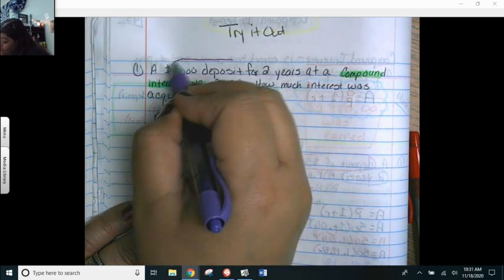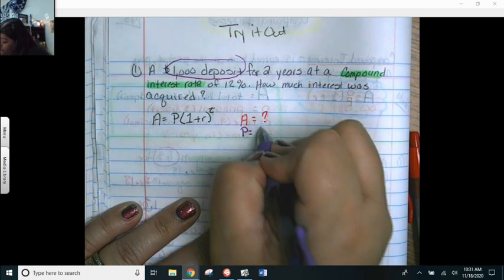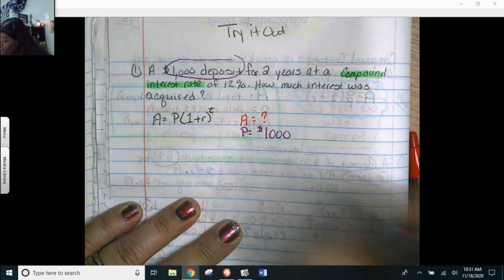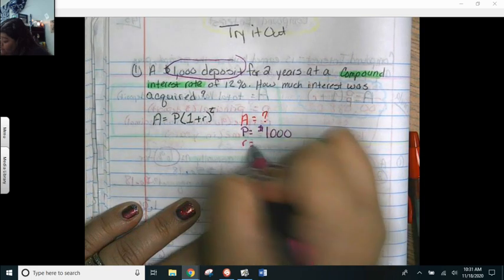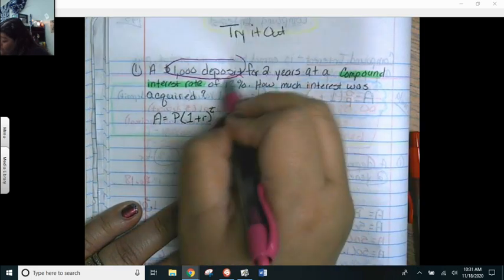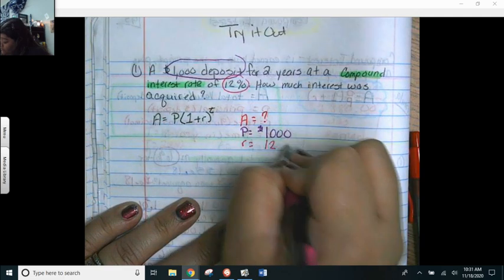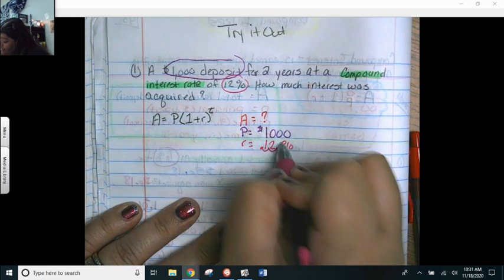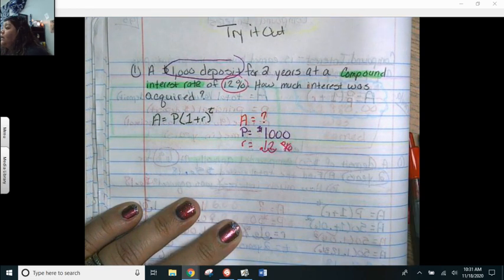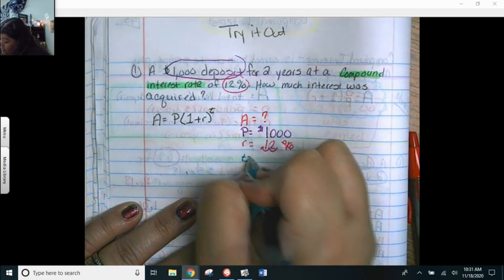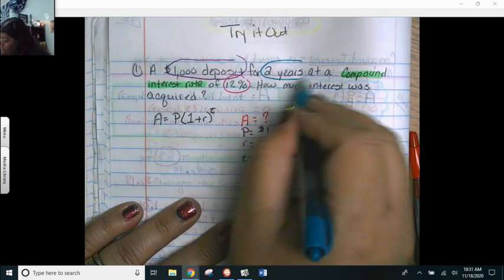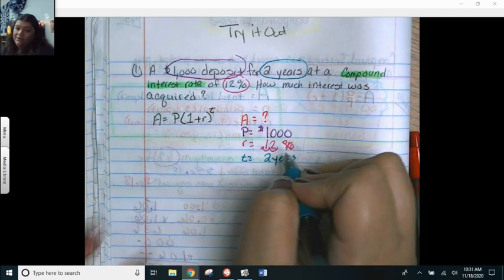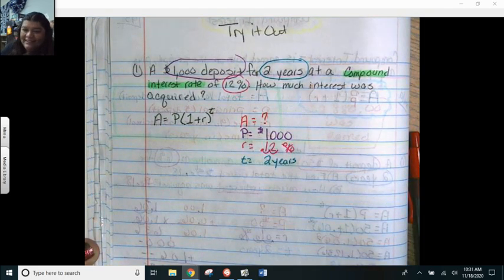P is the principal amount. Looks like I deposited $1,000. R is going to be my rate. There's my percent right there. And I'm going to go 1, 2 places, knock him out. And T is my time in years, 2 years. I was really nice to you on that one.